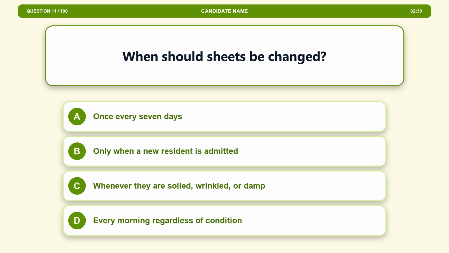Question 11. When should sheets be changed? Option A. Once every 7 days. Option B. Only when a new resident is admitted. Option C. Whenever they are soiled, wrinkled, or damp. Option D. Every morning regardless of condition.